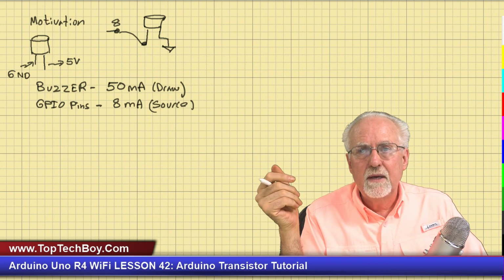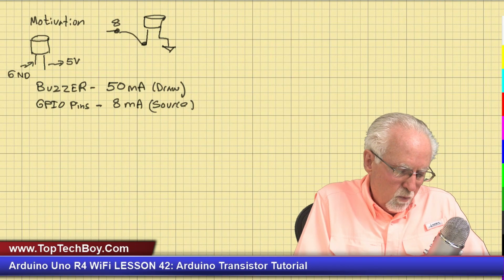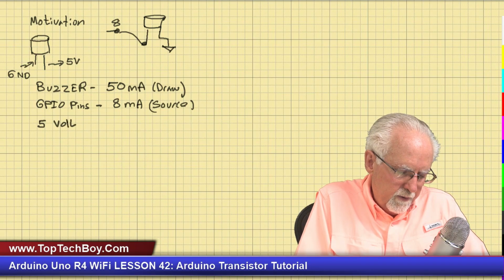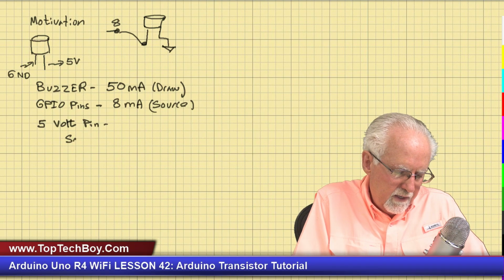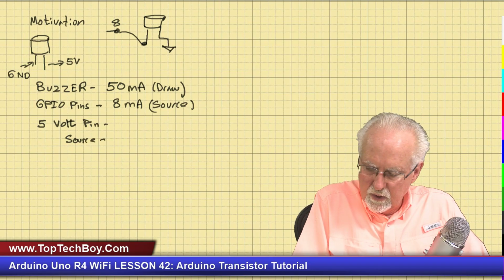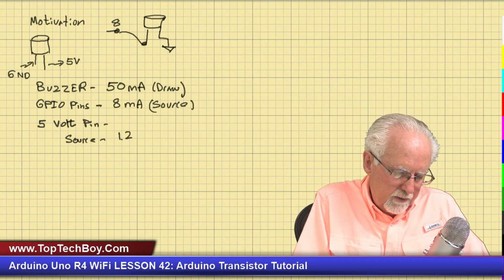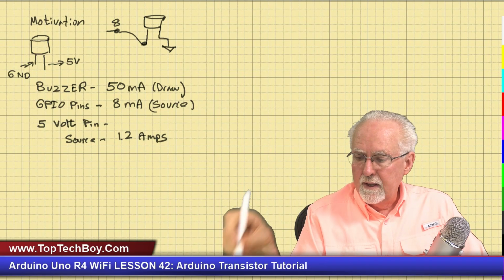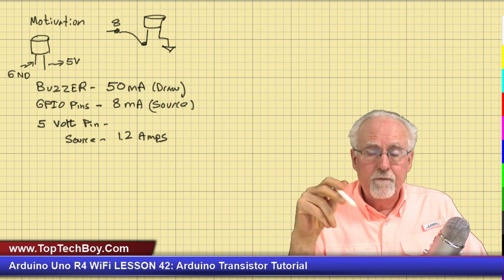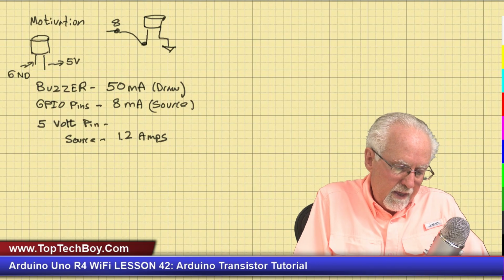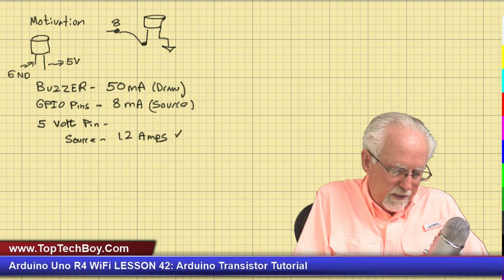So how can we do that? We need something that can provide more current. Well, let's think about the 5 volt pin on the Arduino. If we look up that 5 volt pin, we see that it can source up to about 1.2 amps if you're powering the Arduino through the barrel jack, the power plug, or through VIN.